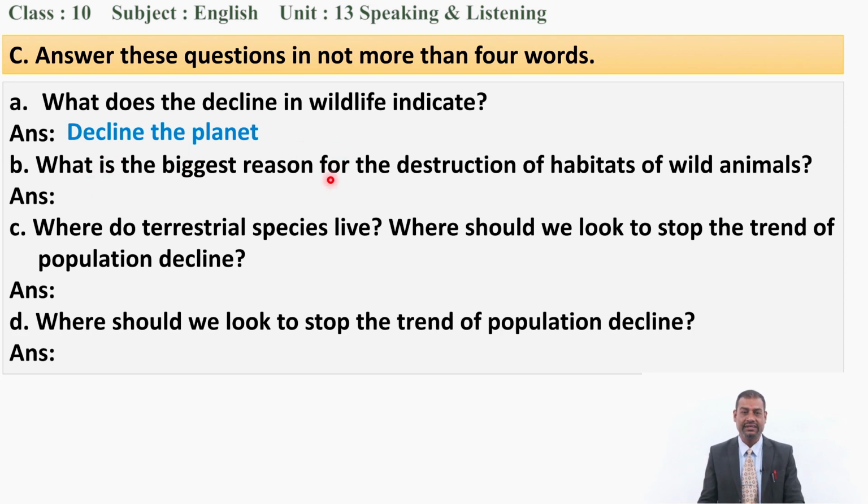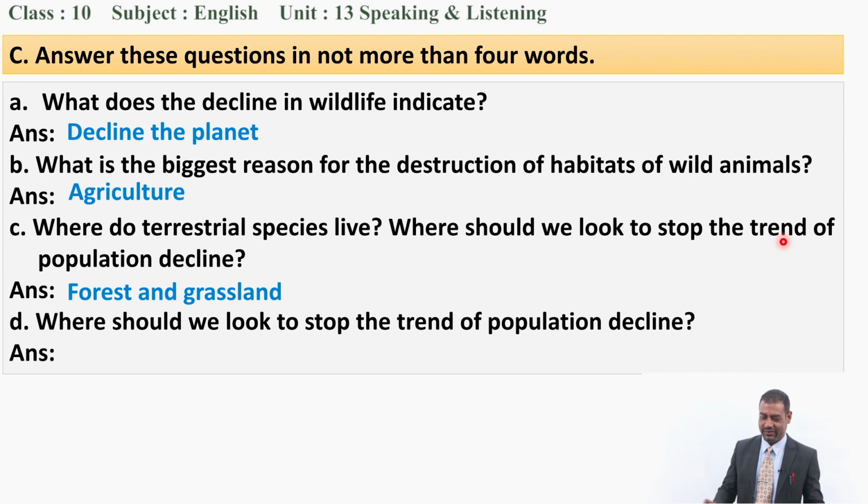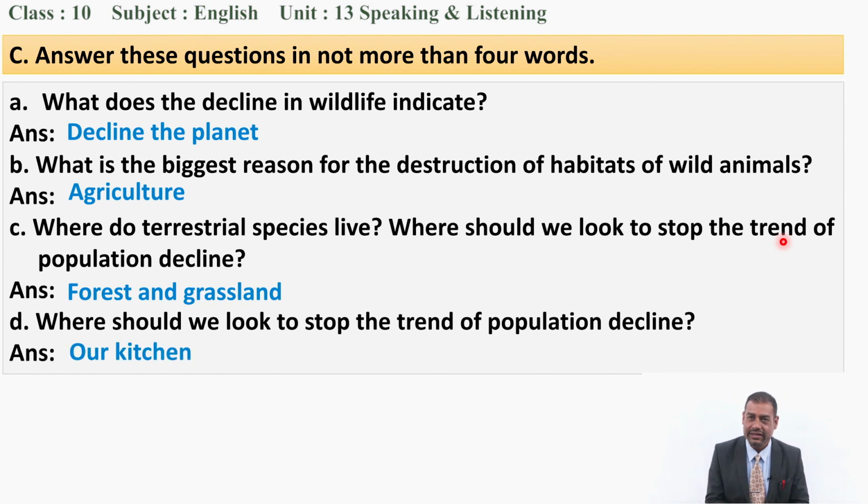Decline of the planet. Now next one, what is the biggest reason for the destruction of habitats of wild animals? I hope you might have got it very easily. That is agriculture, okay? Now next one, where do terrestrial species live? What's your answer? Yes, you are right again, forest and grassland, okay? Now the last one, where should we look to stop the trend of population decline? Where to check, you know? Yes, it is our kitchen.